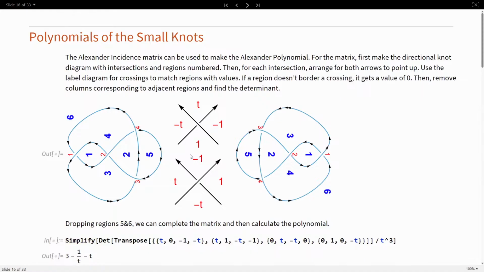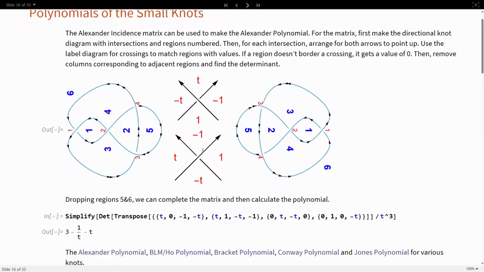So this method does work, but it really helps to have these diagrams if you're not well versed in how building these incidence matrices works.